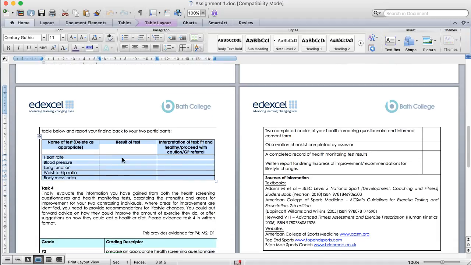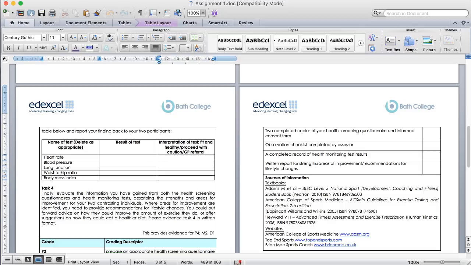You say what the test result is, and then you interpret the result. In terms of the normative data, so whether it's normal, whether it's above average, whether it's below average, whatever it is, you need to be able to interpret the results you get for both clients. And then finally evaluate the information you've gained from both the health screening questionnaires and health monitoring tests, describing the strengths and areas for improvement for your 2 contrasting individuals. Where areas of improvement are identified, you need to provide recommended lifestyle changes.